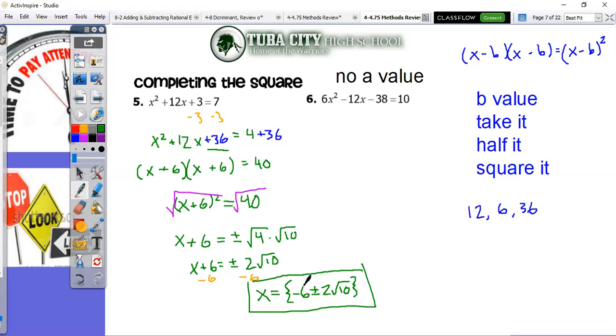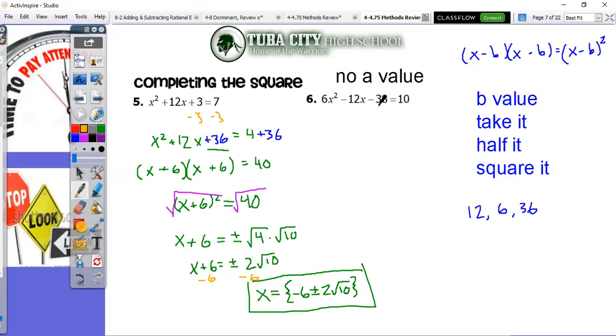I kind of noticed that I'm sliding over this way, so maybe I'll be able to do this one now. Okay, now this one here does kind of have a bit of a problem. It does have an a value, but it tells us to use the complete the square method. So, oh boy.